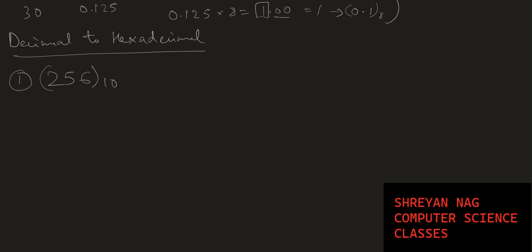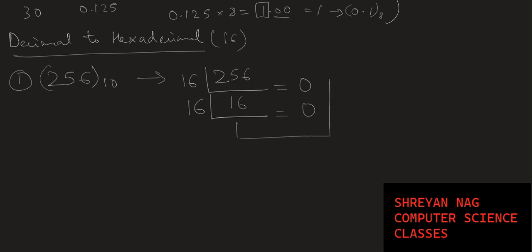Since hexadecimal has a base of 16, we are going to divide by 16. 256 divided by 16 is 16, 16 16s are 256, so remainder is 0. Again 16 1s are 16, remainder is 0. So from the bottom to top it is 100 base 16.